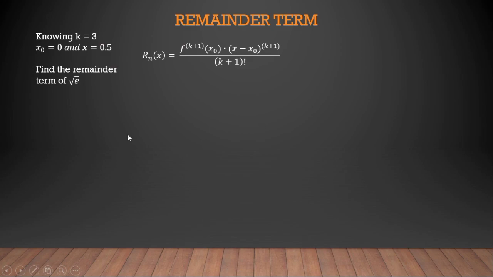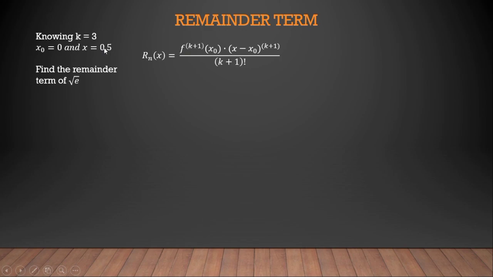So knowing that k equal to 3, x not equal to 0, and x equals to 0.5, let's find the remainder term of the square root of Euler's constant. Alright, so Rn of x is equal to the derivative term of k plus 1 of x naught multiplied by x minus x naught to the power k plus 1 divided by k plus 1 factorial. So if our k is 3, our value here is going to be 4.